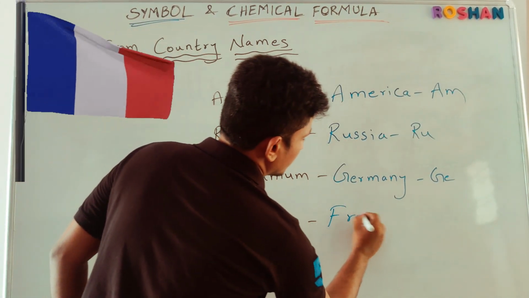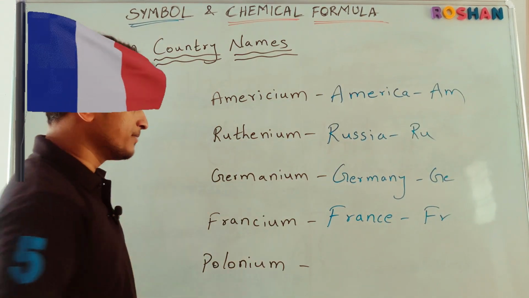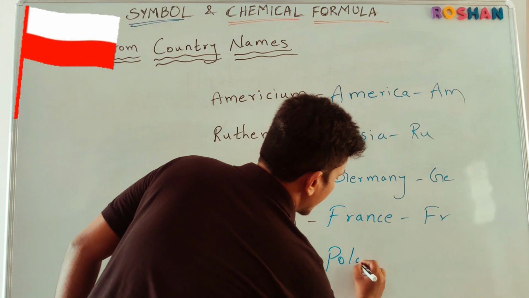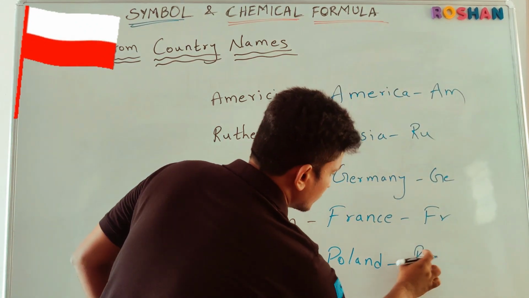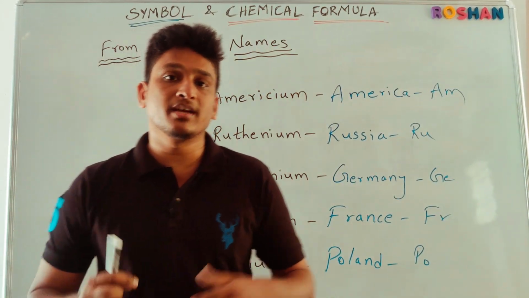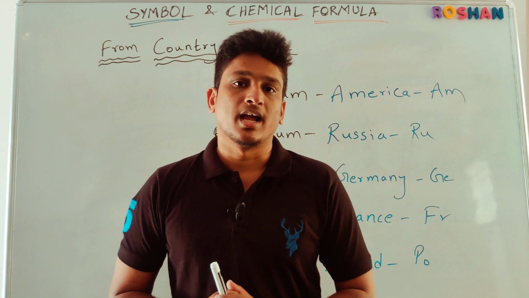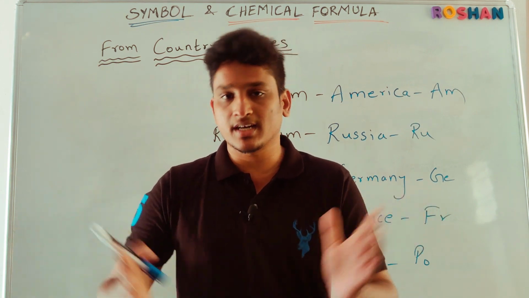Francium. Simple, France. The symbol is Fr. Polonium is named after Poland. The symbol is Po, students. So these are some of the elements whose symbols come from the respective country names. And like europium is Eu. Some other countries are also there.